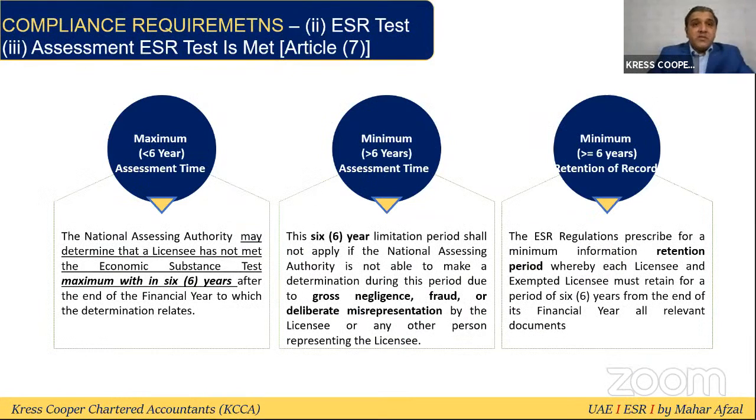So to assess whether the ESR test requirement has been met or not, they said the maximum timeline is 6 years for the National Assessing Authority, which is the FTA, to assess that the licensee has met the ESR test. But in case of gross negligence, fraud, or deliberate misrepresentation, that 6 years timeline is not applicable. So, minimum 6 year retention of the record.